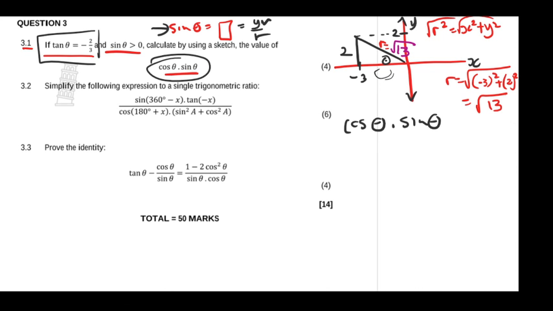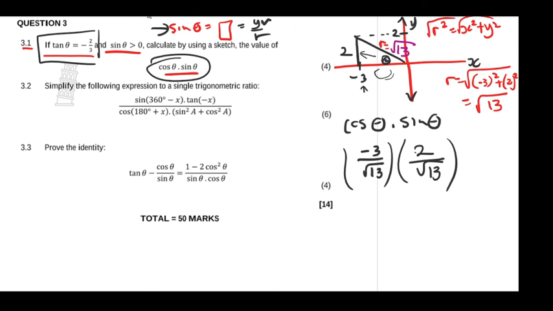So now we can solve the problem. We have cos of theta. If you're looking at this theta here, cos is adjacent over hypotenuse, so the adjacent side is this minus 3. So it's minus 3 over our radius of root 13, right? And then for sine, it's opposite over the radius, so it's the opposite, which is 2, over our hypotenuse, which is the root of 13, right?